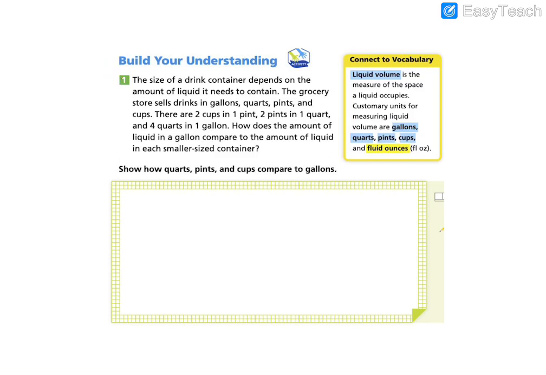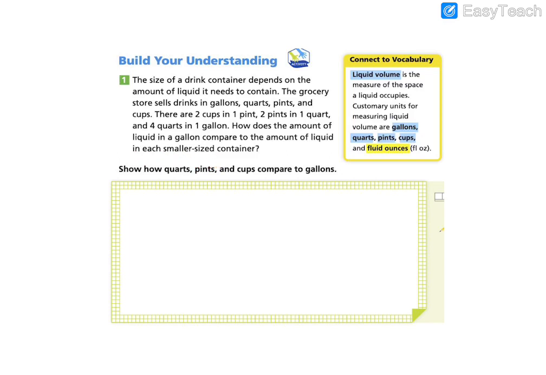Number 1. The size of a drink container depends on the amount of liquid it needs to contain. The grocery store sells drinks in gallons, quarts, pints, and cups. There are 2 cups in 1 pint, 2 pints in a quart, and 4 quarts in a gallon. How does the amount of liquid in a gallon compare to the amount of liquid in each smaller size container?